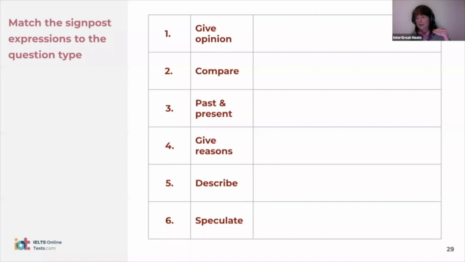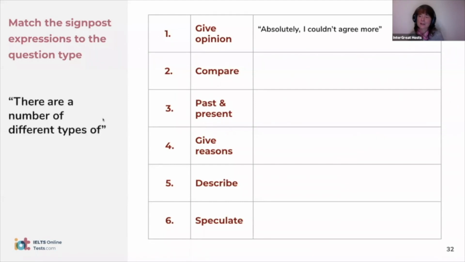So we have here again those 6 different question types that we just looked at. I'm going to give you some signposting expressions, and I'd like you to tell me which type of question they go with. You can just put the number to make it easier. So if I was going to say, "Absolutely, I couldn't agree more." Yes, absolutely. So a very strong opinion. If you want to give a very strong opinion, that's a great way. I couldn't agree more.